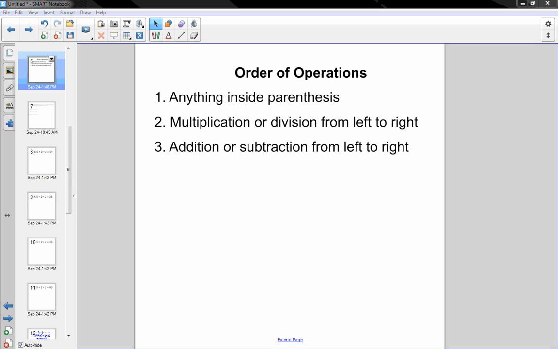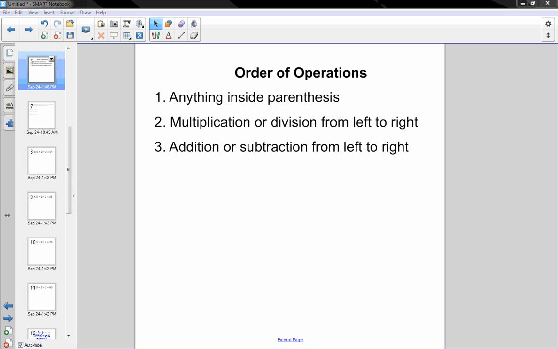This is Mr. Knowles, and I'm going to go over briefly the order of operations in math. We learned about this in class. And here are the rules, basically, or the order for the operations in math. And if you forgot what operations in math are, that's multiplication, division, addition, and subtraction.